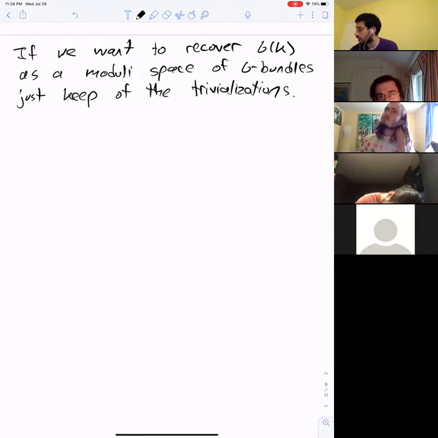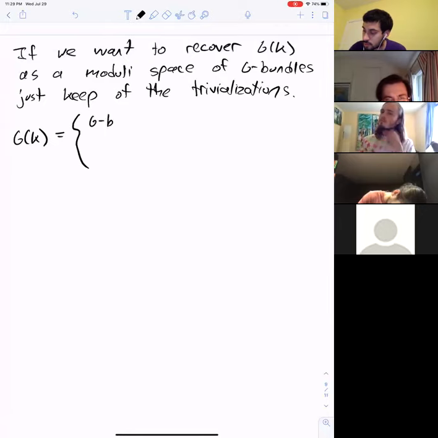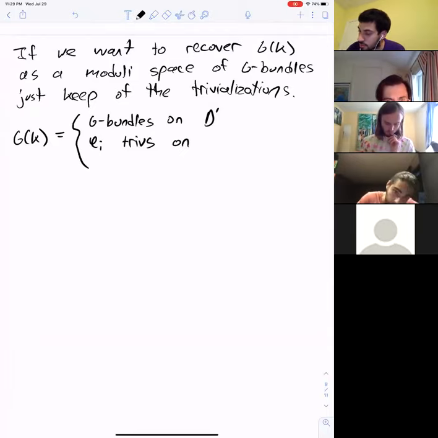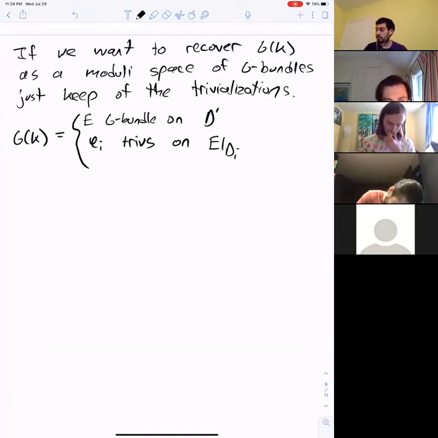And then we get our first thinking of something we thought about before as a moduli space of G bundles, which is we can think of GK just as G bundles on D tilde, which was these two disks stuck together, plus, I'm just going to write trivs for trivializations. Let me name this G bundle E: a G bundle on this, plus trivializations on E restricted to D. So we managed to recover GK.